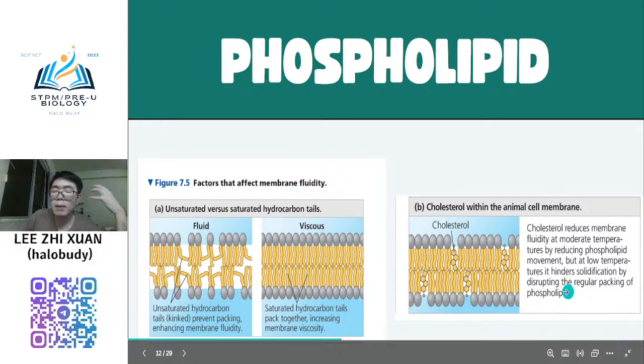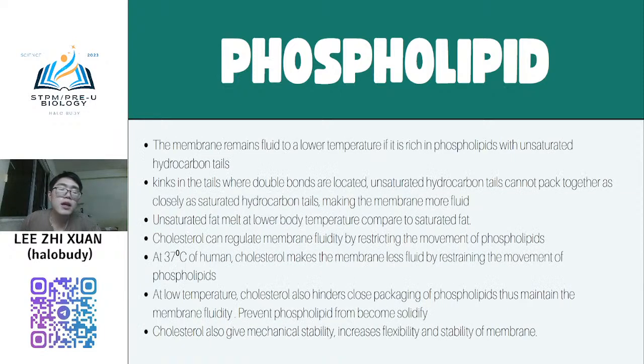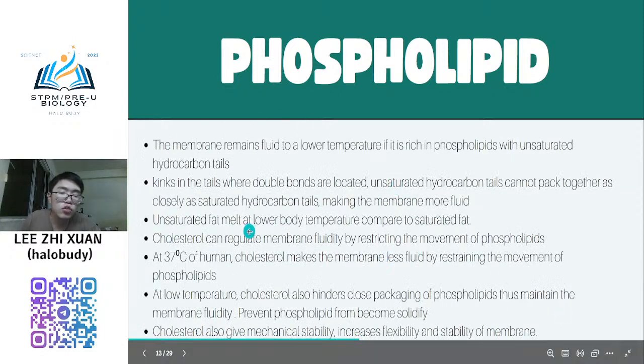It can maintain the fluidity of the plasma membrane by disrupting the regular packing of the phospholipids. So it will prevent the packing. They do not want to pack to each other. It will have gaps to maintain the fluidity. Okay, so these are all the explanations. So actually you can pick yourself.